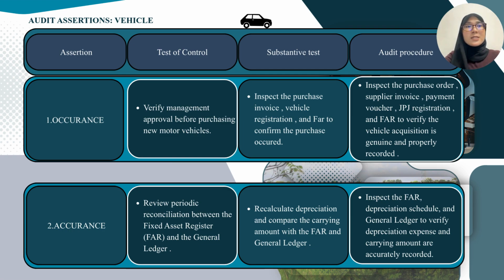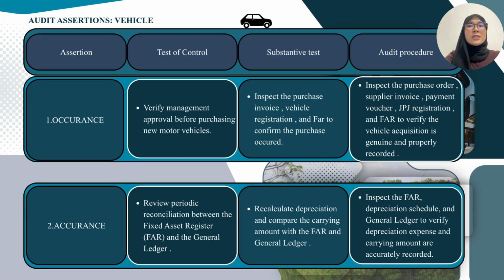And the last one is inspect the purchase order, supplier invoice, payment voucher, JPJ registrations and FAR to verify the purchase is genuine and properly recorded. For example, the company bought a new Toyota Hilux on 15 March 2025. The auditor checks the purchase invoice to confirm the purchase really happened.